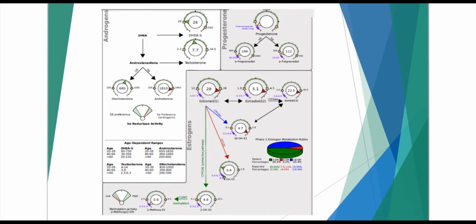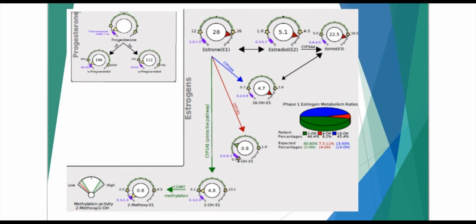If I look at a little better cleaned up picture of this, you can see that we've got the androgens in the upper left, you've got progesterone in the upper right, and then you've got all the estrogen metabolites here on the lower right side of the report. Now, if we want to focus in on the estrogens, what are we going to look at here? We've got a whole bunch of estrogen metabolites that we can see.